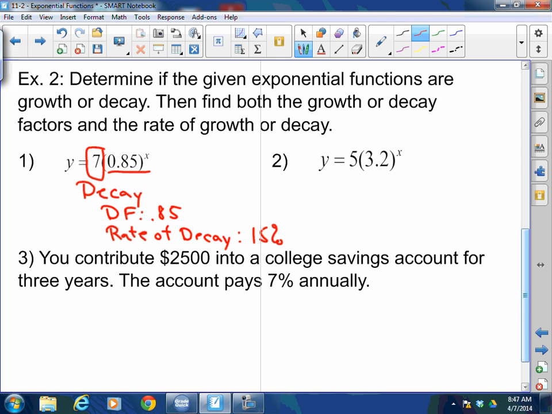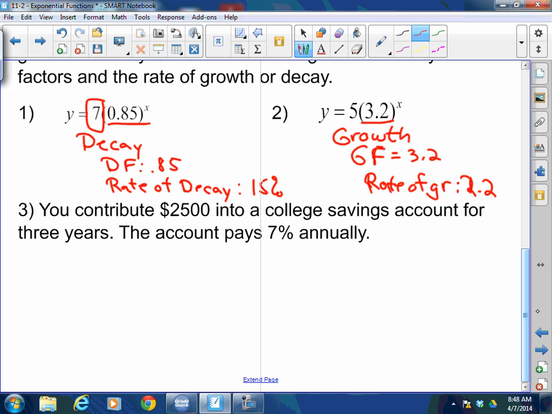The 7 is just the original amount. That does not determine whether it's growth or decay, sir. For number 2, 3.2, is that growth or decay? That is growth. The growth factor is 3.2. What is the rate of growth, though? The rate of growth, you subtract 1 from that, and that would be 2.2. Very good. Okay, awesome.